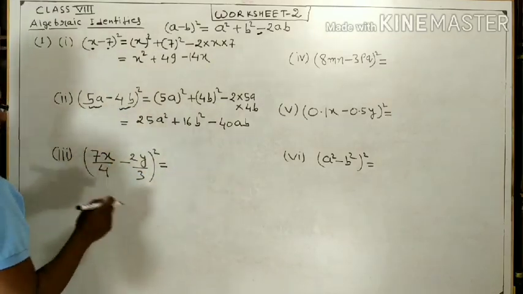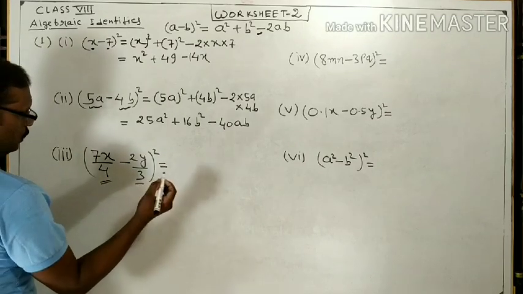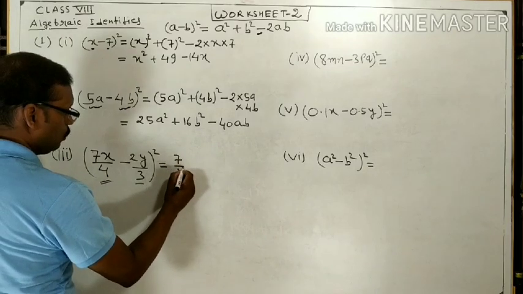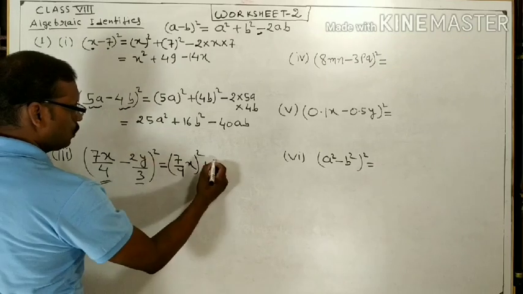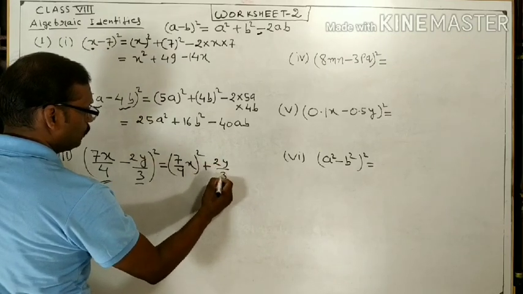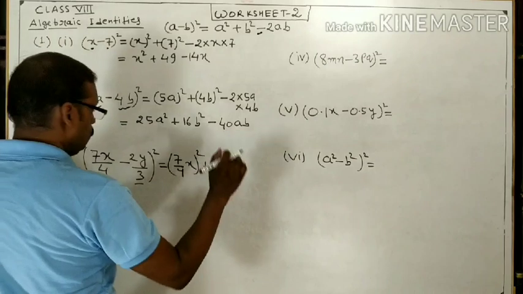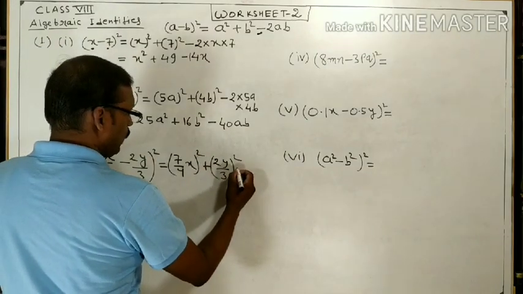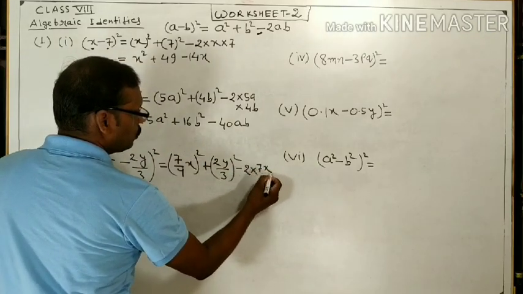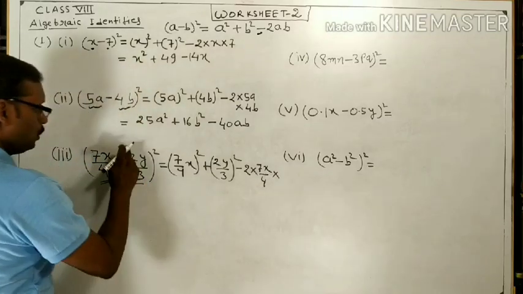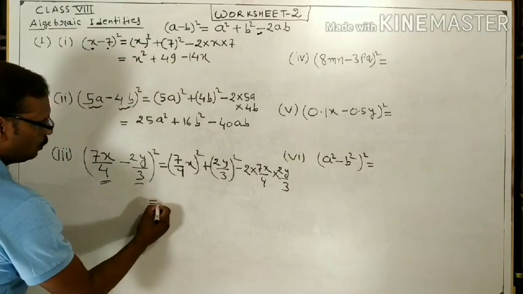Similar is question number 3. In place of a we see that it is 7 by 4x and in place of b we see that it is 2 by 3y. So (7 by 4 x) square plus (2y by 3) whole square, b square. B square means what is given in place of b? Write down the whole thing. (2y by 3) whole square minus 2 into a. A means 7x by 4, 7x by 4, into b. B means 2y by 3, 2y by 3. Now multiply the whole numbers.